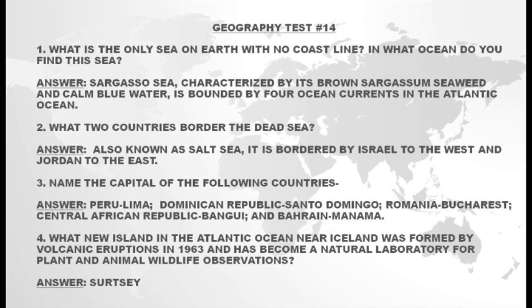Question 1. What is the only sea on Earth with no coastline, and in what ocean do you find this sea? The answer is the Sargasso Sea. It's characterized by its brown sargassum seaweed and calm blue water. It is bounded by 4 ocean currents. Those ocean currents are the Gulf Stream, the North Atlantic Stream, the Canary Stream, and the North Equatorial Stream. These 4 defining streams form this sea, and it takes place in the Atlantic Ocean.